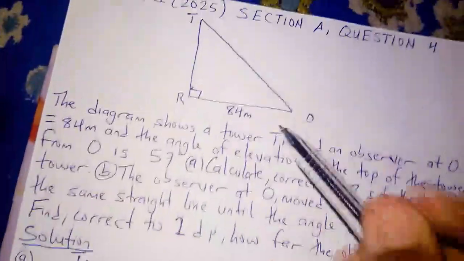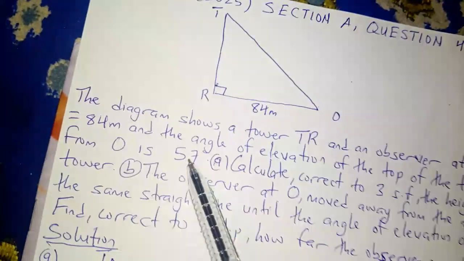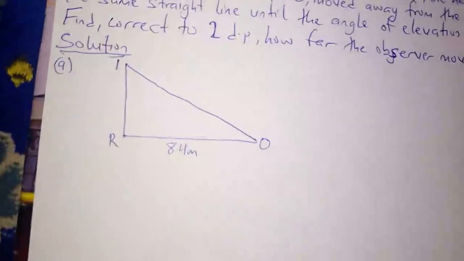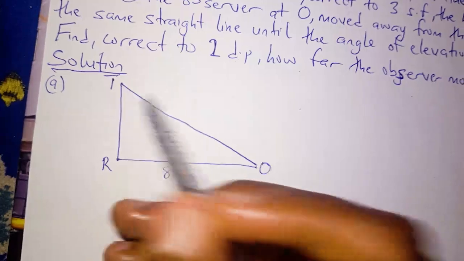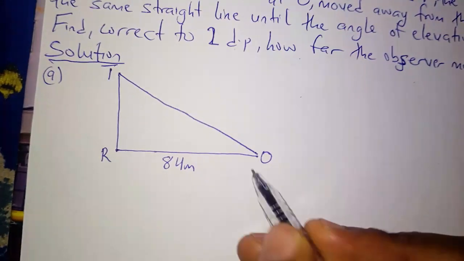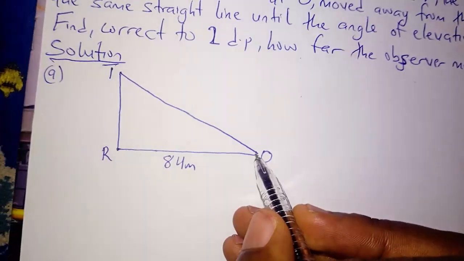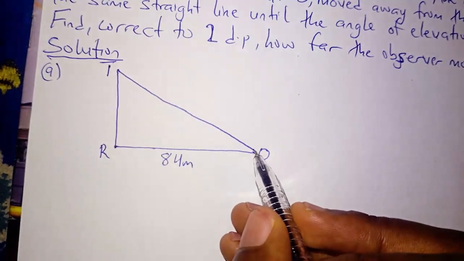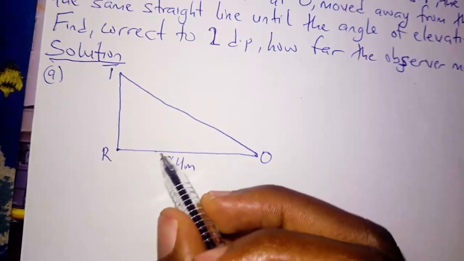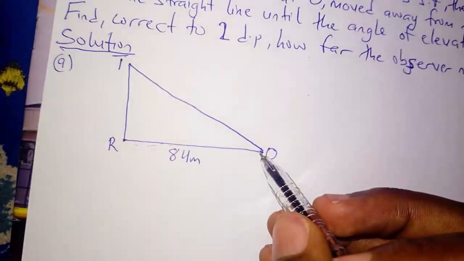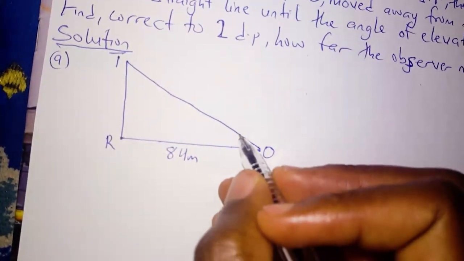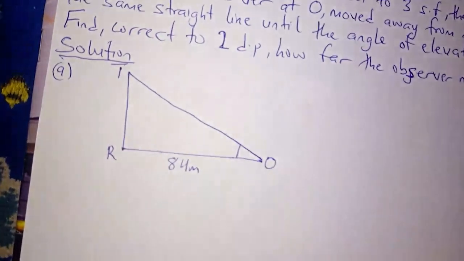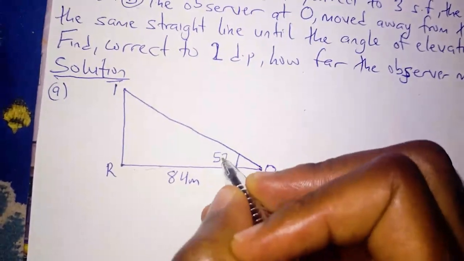What we're not given in the diagram here is the angle of elevation of the top, which is 57 degrees. In case you have forgotten, if you have an observer here looking at something higher than him, the angle of elevation is the angle between the normal eyesight of that observer, if he was not looking up, and when he raises his head up to look at the top T. That angle is the angle of elevation, which was given in the question to be 57 degrees.